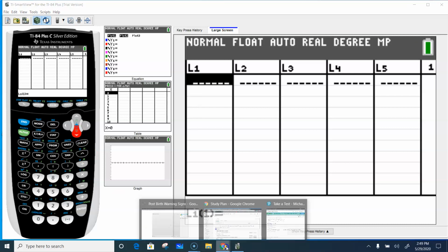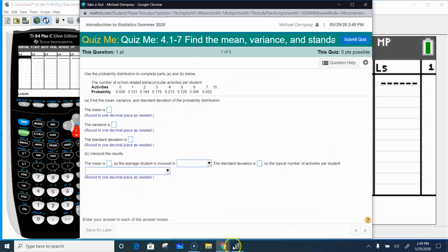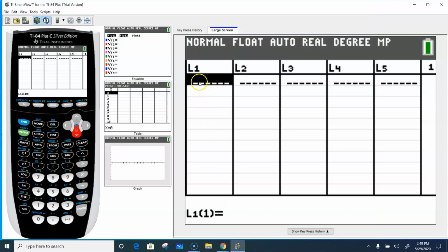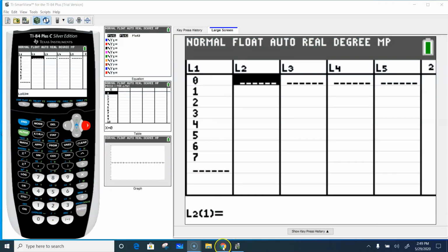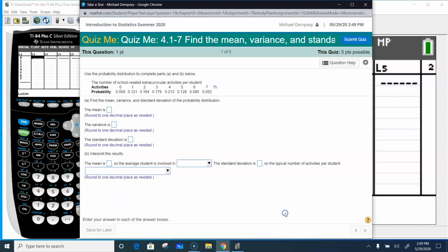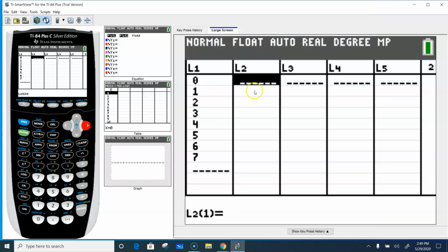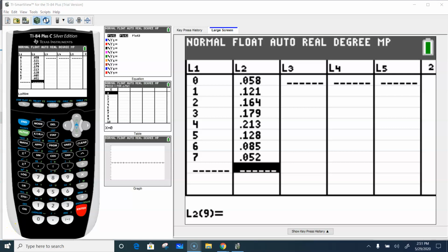And let's just double check. The numbers that were in the first list were just the numbers 0 through 7. So we would enter those. And then right next to those in list 2, we want them next to their partners. So next to 0 would be 0.058, and so on. So it's going to look like that. We have a valid probability distribution. All the probabilities add up to 1.